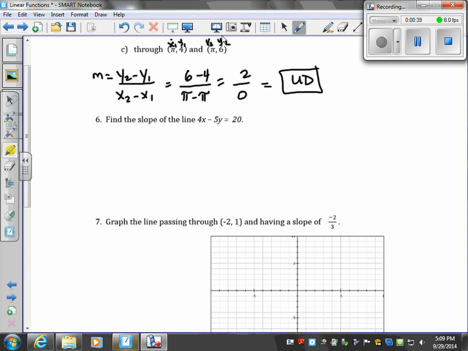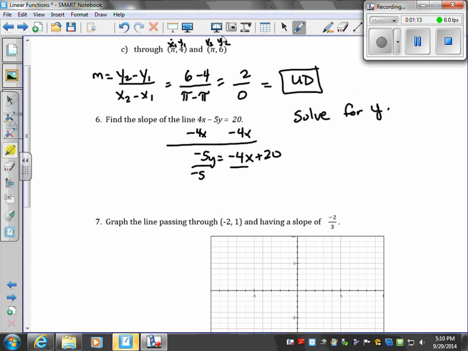Alright, 6 says, find the slope of the line given an equation in standard form. So ahead of time, I want you to know that you must always solve for y when you're asked for the slope of a line. So you would move 4x. Let me make a note off to the side. We're going to solve for y. That's the first thing we're going to do. So we have negative 5y is equal to negative 4x plus 20.